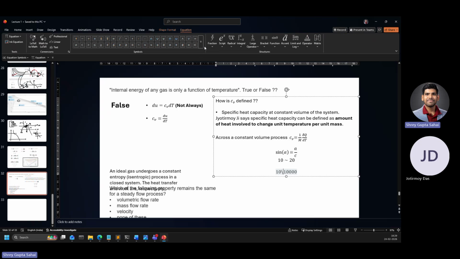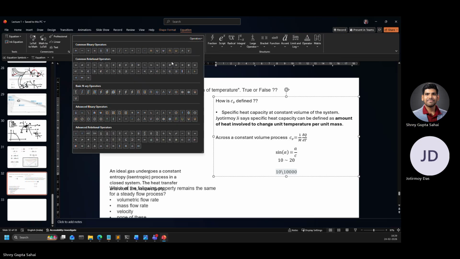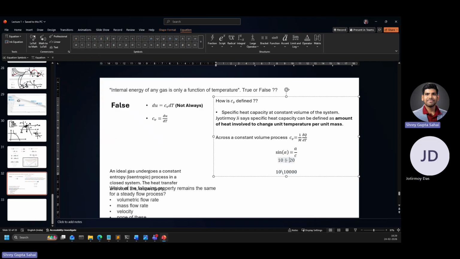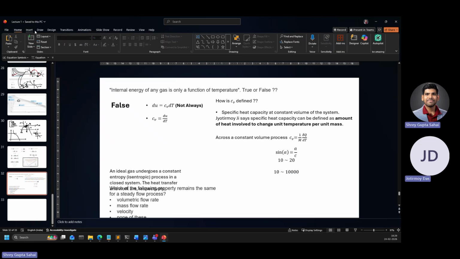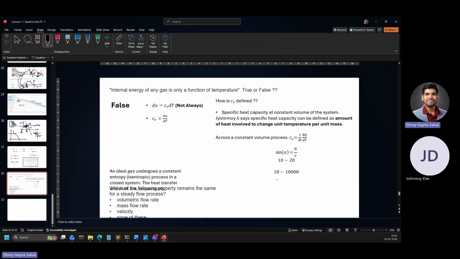Basically, what I mean is this symbol with a cross now. So we'll insert a cross here. Okay, because it is not on the order of, so 10 and 10,000 are very different. So they're not approximately equal. Approximately would be 10 and 10.05.